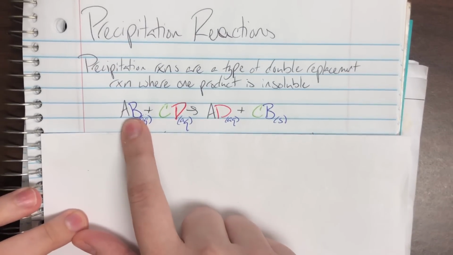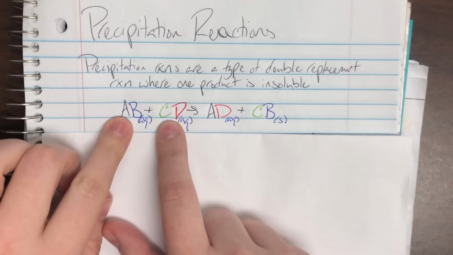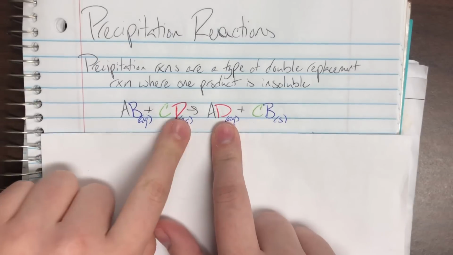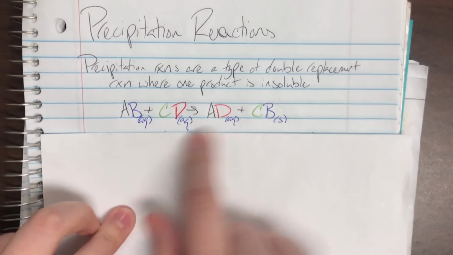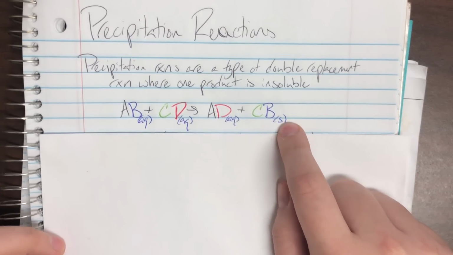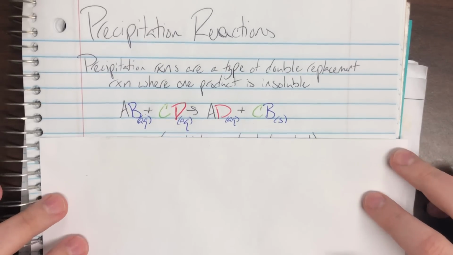This is a double replacement reaction. We have A and B. They were dating until they met with C and D. And then A thought that D was hotter than B, so they got together. And C thought that B was hotter than D, so they got together. So since they switched partners, and one of those products is solid, that is a precipitation reaction.